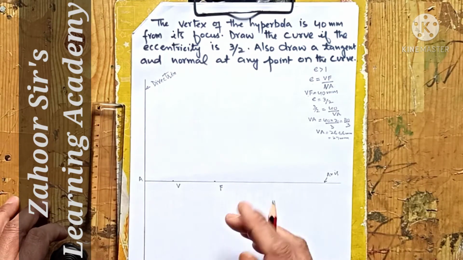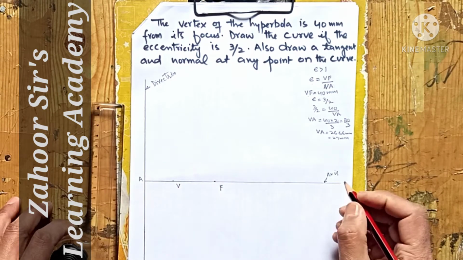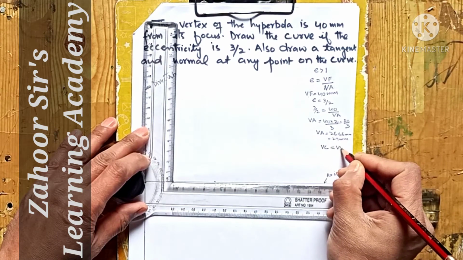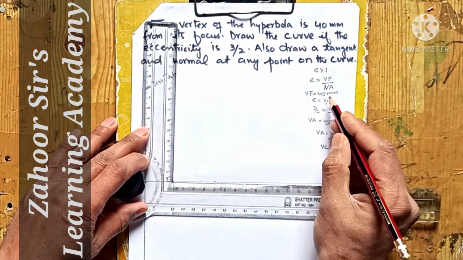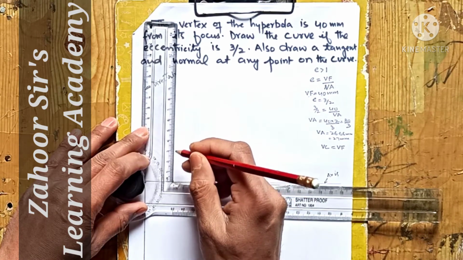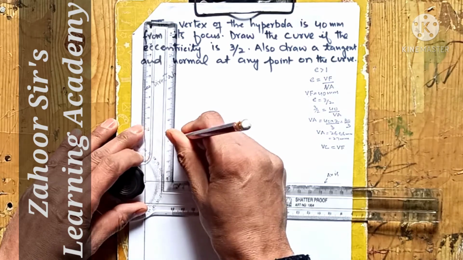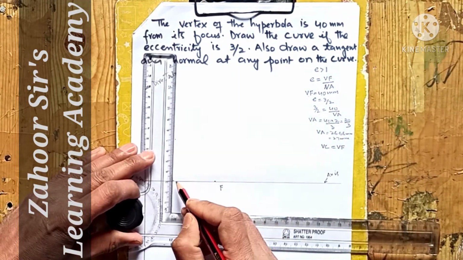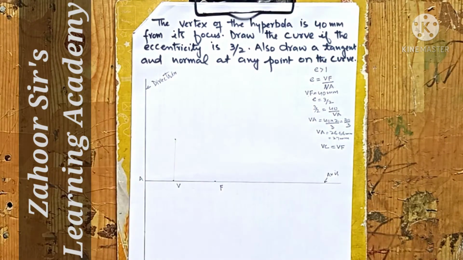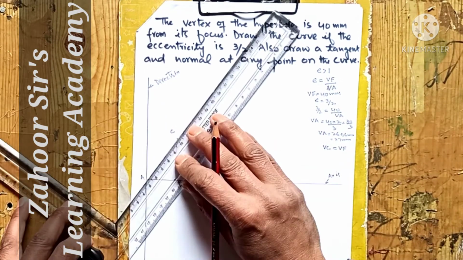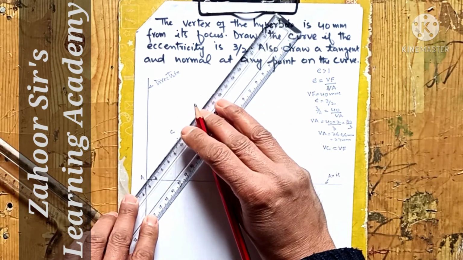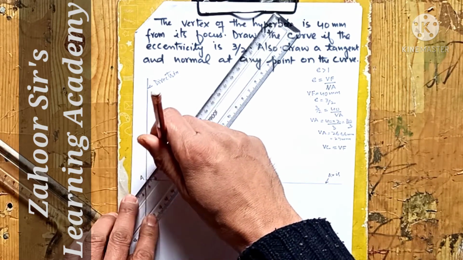Then after doing that, we have to draw the VC point. VC should be equal to VF. That means again 40. Keeping the scale at V, I measure the 40 with a very thin, light line. So this is my C point. I will join this VC with a straight line and extend that line beyond the C point with a light line.